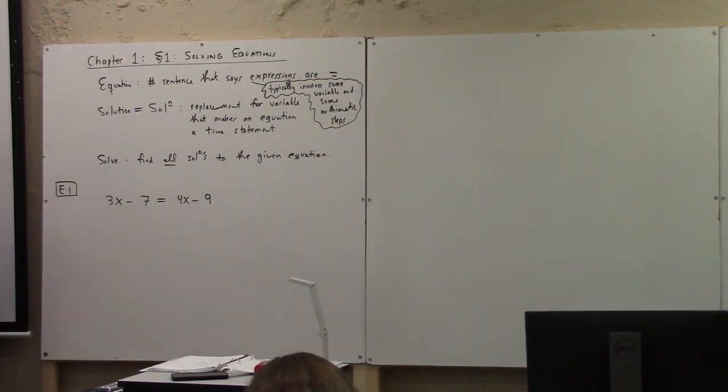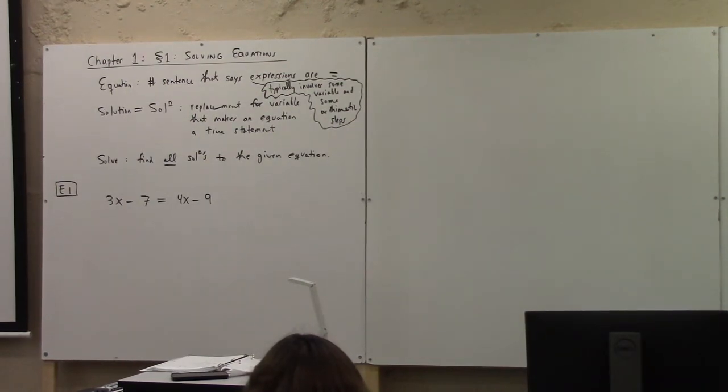Example 1. This is an equation, right? Two expressions are equal. And how will we solve this? What do you want to do? What's the strategy? You got an idea? Combine like terms. I like it. As a general strategy, you want to try to get all the x's on one side and all the numbers on the other side, if possible, right?